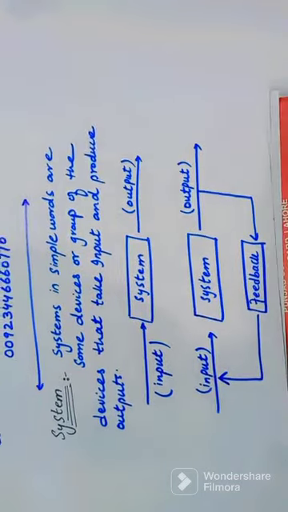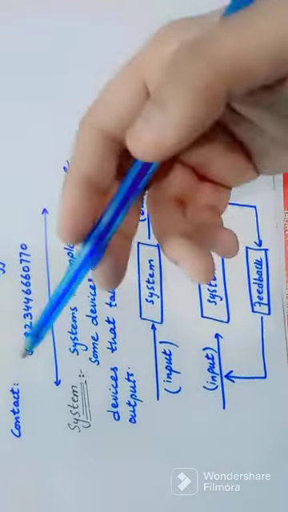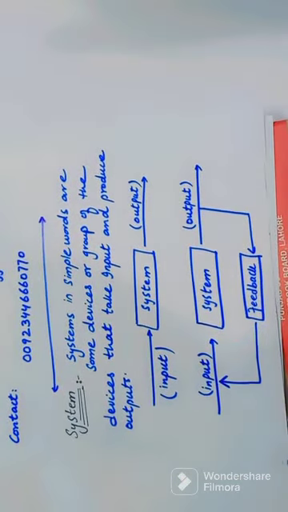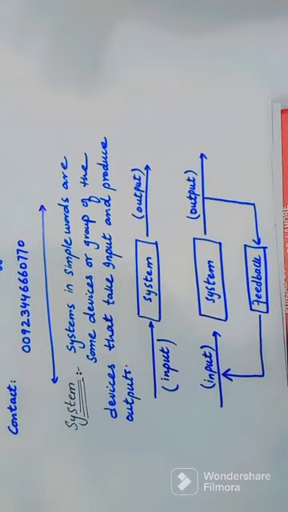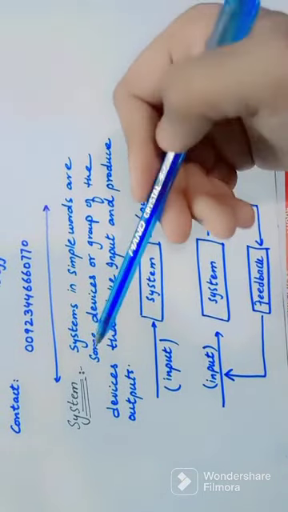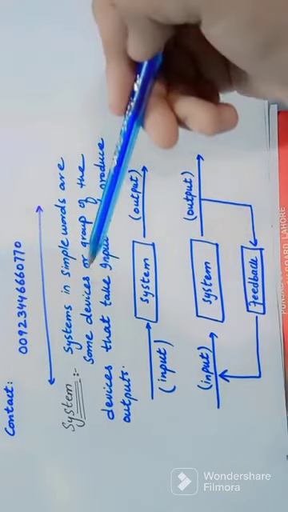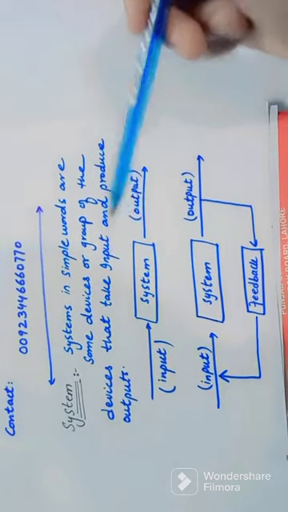Before starting our lecture, the first topic we are going to study is the system. What is a system? After the system we will learn about the control system. So, I will write a simple definition of a system. A system, in simple words, is a device or a group of devices that take input and produce output.